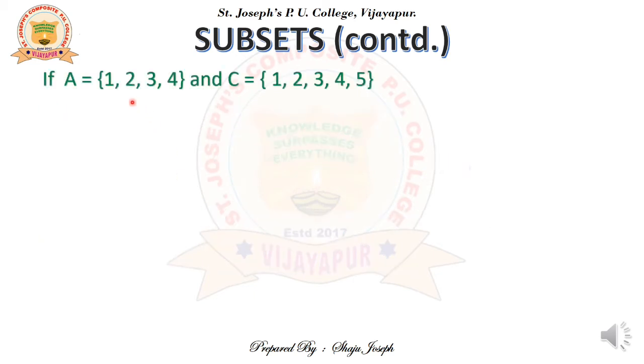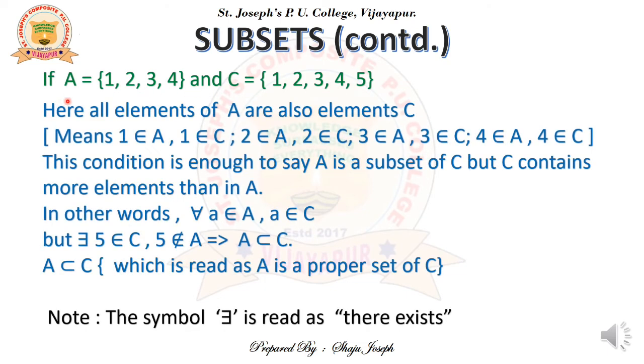Now look at the example A and C. A is {1, 2, 3, 4}, C is {1, 2, 3, 4, 5}. In this case again let us check one by one the elements. Okay. All the elements of A are also the elements of C. What do you mean by that? Check one by one. 1 belongs to A. Does 1 belong to C? Yes. 2 belongs to A. 2 belongs to C? Yes. 3 belongs to A. 3 belongs to C? Yes. 4 belongs to A. 4 also belongs to C? Yes. We only check this much and we can say that all the elements of A are also present in C. Means A is a subset of C.